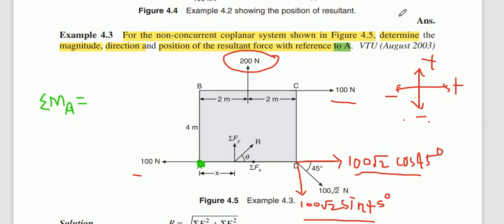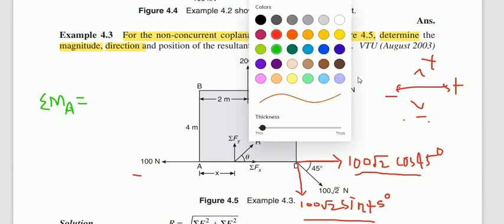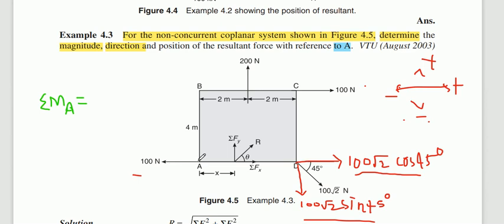Now we can discuss how we are going to take the moments. Just concentrate here. First we need to observe how many forces are passing through point A. You can observe here, this is the point where we need to take the moment, and 100 Newton is a force whose line of action passes through the point at which we need to find the moment. So the moment due to this 100 Newton about point A becomes what?